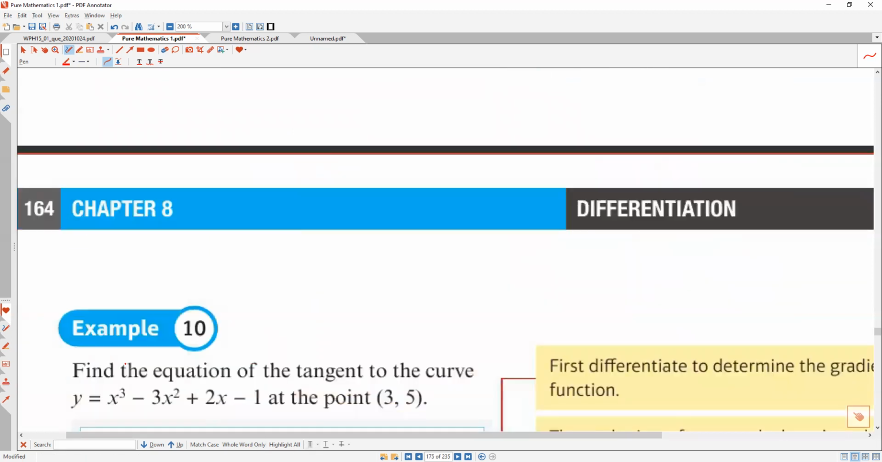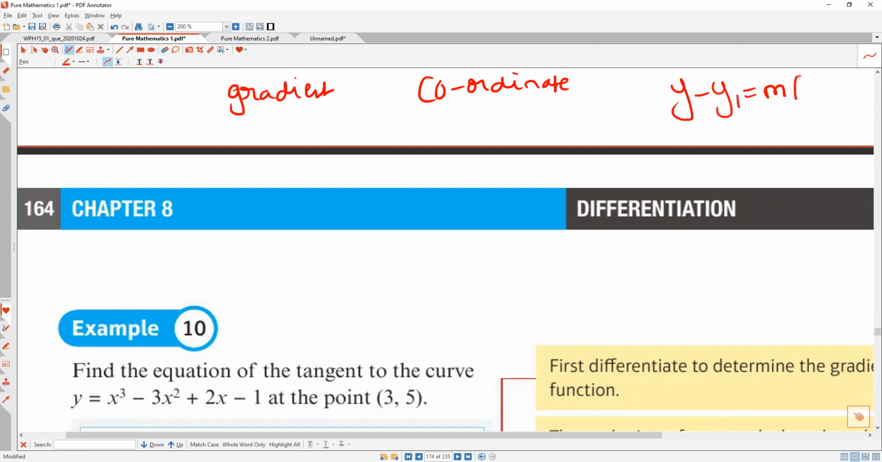They say find the equation of the tangent to the curve. Find the equation of the what? Tangent. To find an equation, you need two things. You guys did this in O levels. What is it? You need a gradient and you need a coordinate to find an equation. And then which equation do you use? y minus y1 is equal to m times x minus x1.